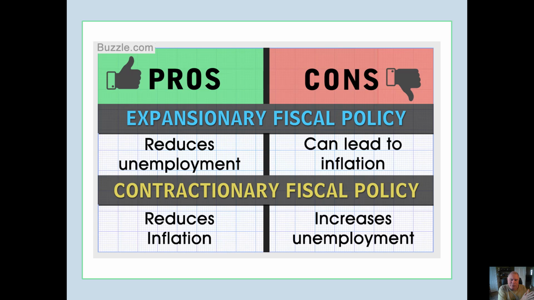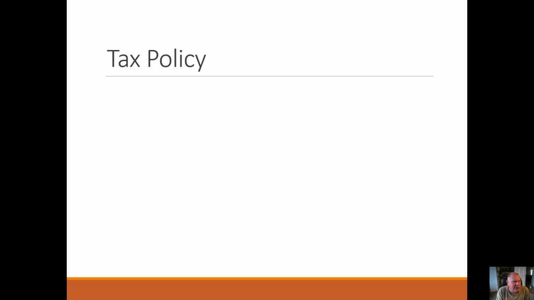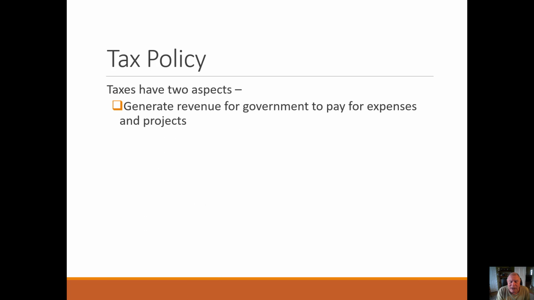Expansionary fiscal policy can reduce unemployment but lead to inflation. On the other side, reducing inflation could increase unemployment. So they're trying to balance that. Now, tax policy really has two aspects.